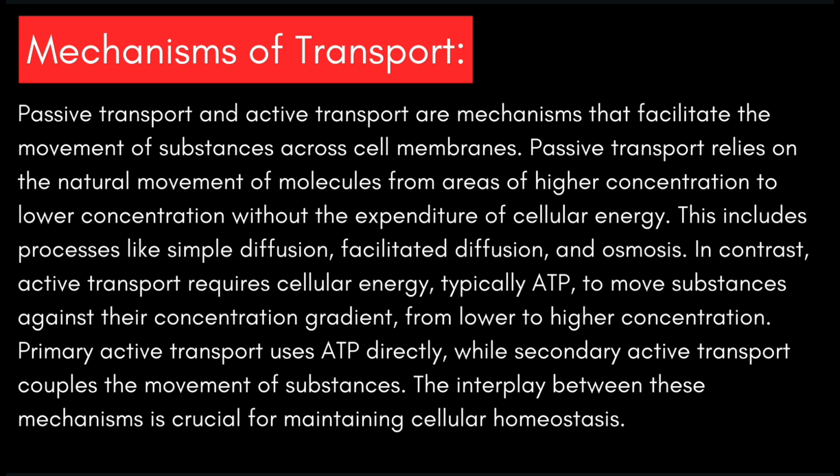In contrast, active transport requires cellular energy, typically ATP, to move substances against their concentration gradient from lower to higher concentration. Primary active transport uses ATP directly, while secondary active transport couples the movement of substances. The interplay between these mechanisms is crucial for maintaining cellular homeostasis.